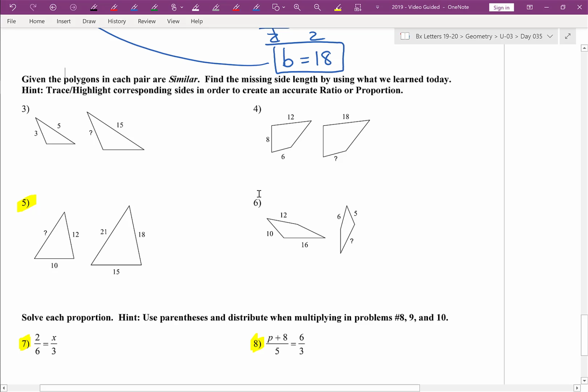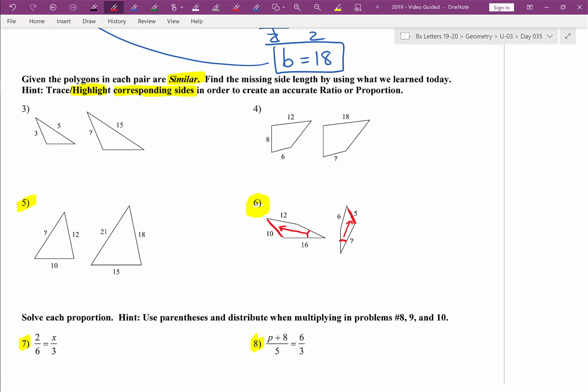In 3 through 6, they promise you that the shapes are similar. And they're saying find the missing side using whatever you learn. It could be a ratio or proportion. Just make sure you're using corresponding sides and I'm saying you should highlight or trace to see this more clearly. Specifically, 6 is where that gets tricky, because this side, what does it correspond to? Well, it's opposite that little corner thing. So I can see that that 10 really corresponds to that 5. And that's as far of a hint I'll give you for 6.